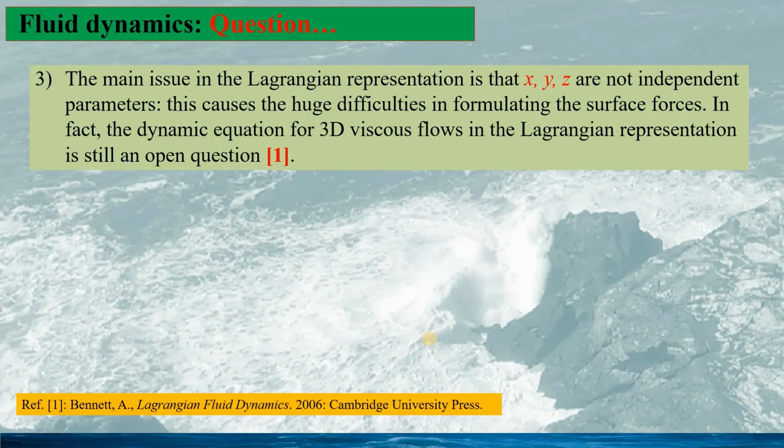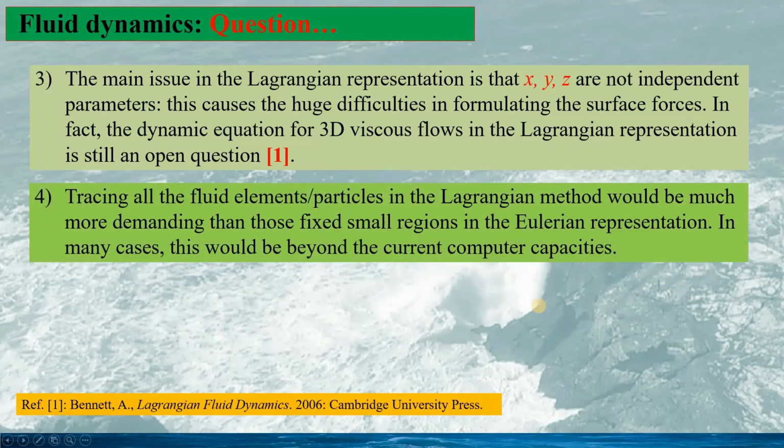The main issue with the Lagrangian representation is that the coordinates x, y, and z on the trajectory of the fluid particle motion are not independent. This causes huge difficulties in formulating the surface forces. In fact, the dynamic equation for 3D viscous flows in the Lagrangian representation is still an open question. This means we don't have the dynamic equation for 3D viscous flow in the Lagrangian representation.